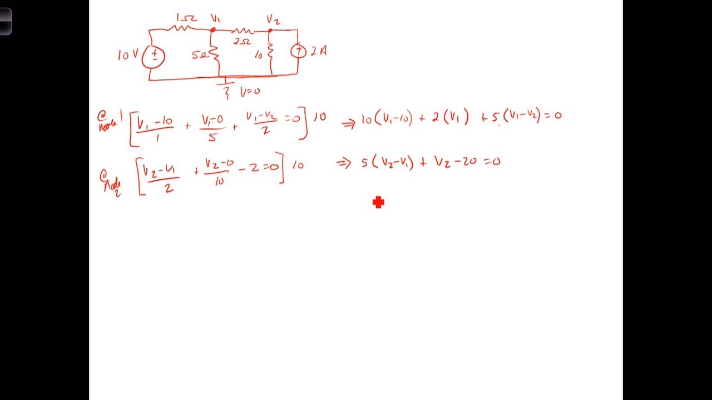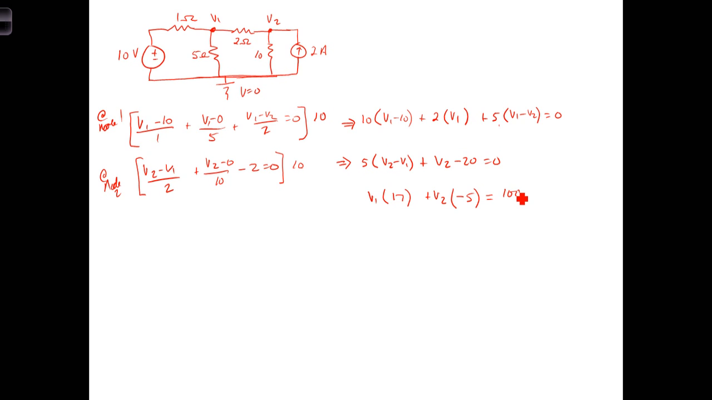Now, let's clear this up. Combining terms, we've got V1 times 10 plus 2 is 12, plus 5 is 17. And then we've got plus V2 times, let's see, I've only got one V2 term here, and it's got a minus 5 multiplying it. And then as far as constants that I'm going to bring to the other side, I've got 10 times a minus 10. That's a minus 100 on the left side, which when I bring it to the other side equals 100.